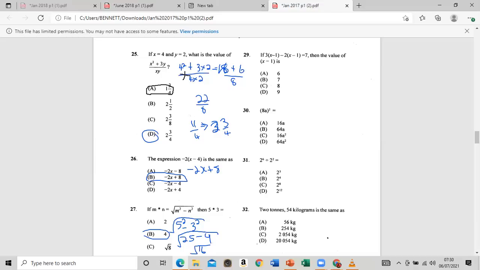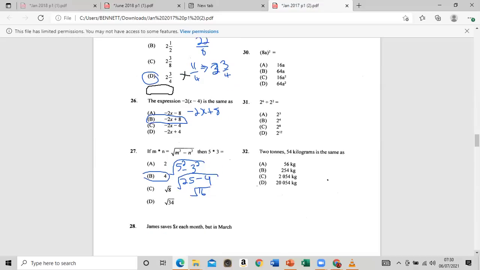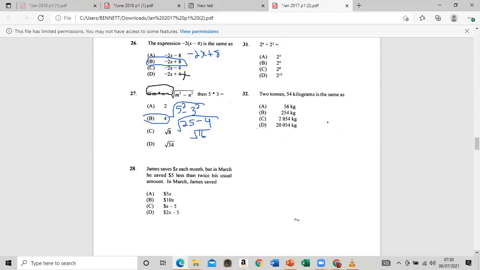So on to 28, we're halfway there. 28. James saved x dollars each month, but in March he saved $5 less, right? So we know "less" means minus, and "than twice" means twice x. So this gives us D.